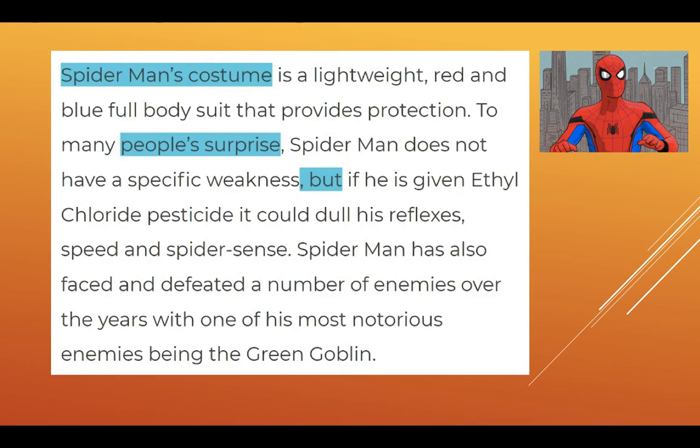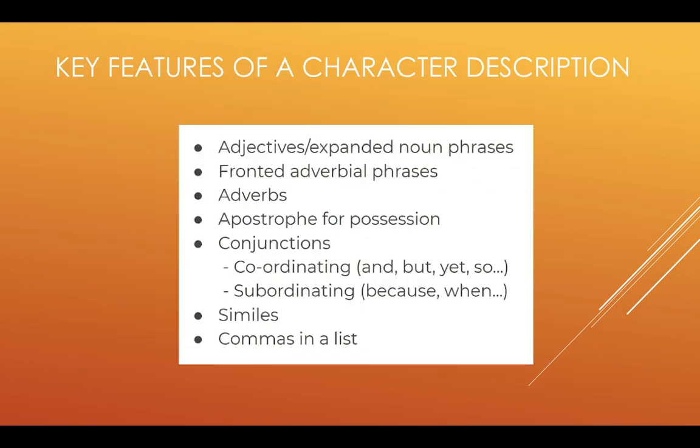People's surprise. To many people's surprise. Once again, we've got a possessive apostrophe. The surprise belongs to the people. And last of all, but comes after the comma, because we have specific weaknesses, comma, but if he is given. So but joins the sentences or the clauses to make a sentence. But is a conjunction.